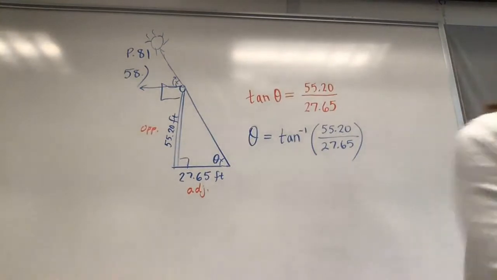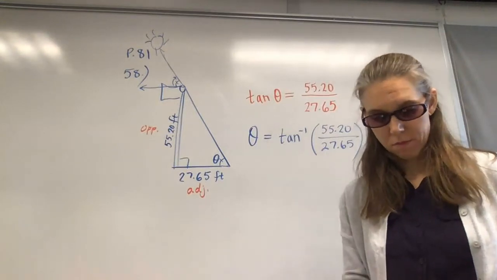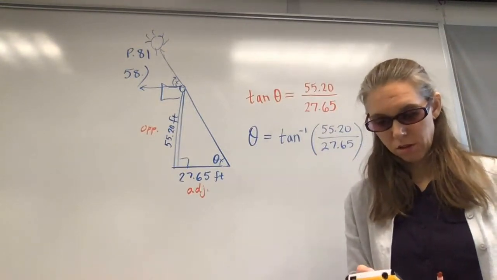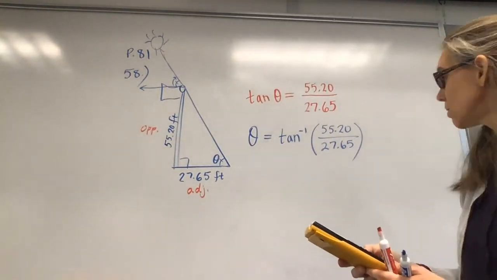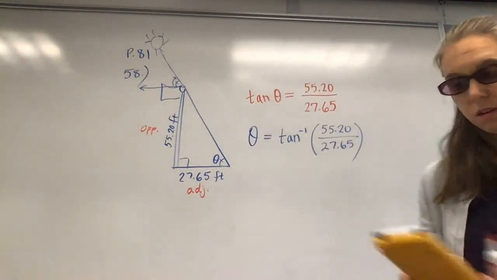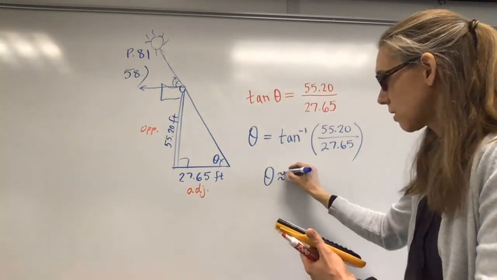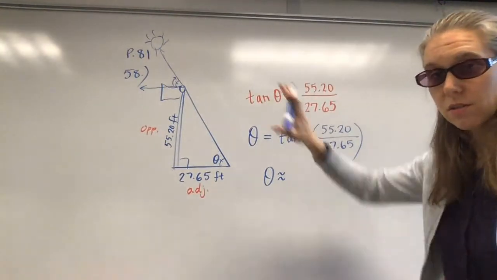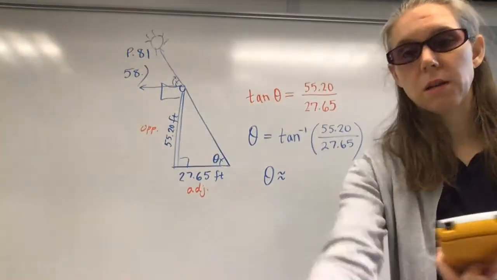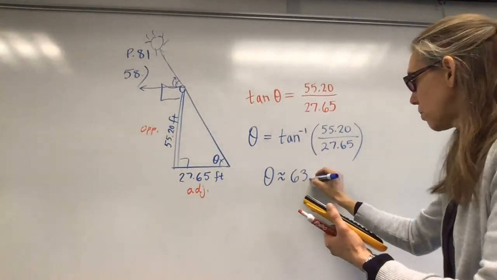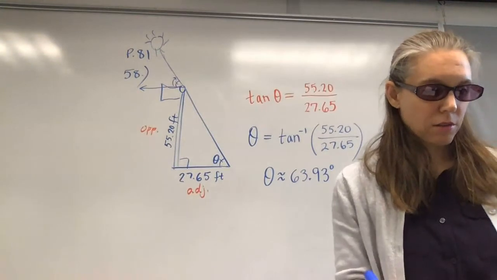So now we type this into the calculator. Make sure my mode is in degrees. Yep. Then I do tan inverse, 55.2 divided by 27.65, close my parentheses, and I end up with theta is approximately, and I have 4 significant digits for both of these numbers, so that means I'm going to use 4 significant digits here. So this would end up being 63.93 degrees.